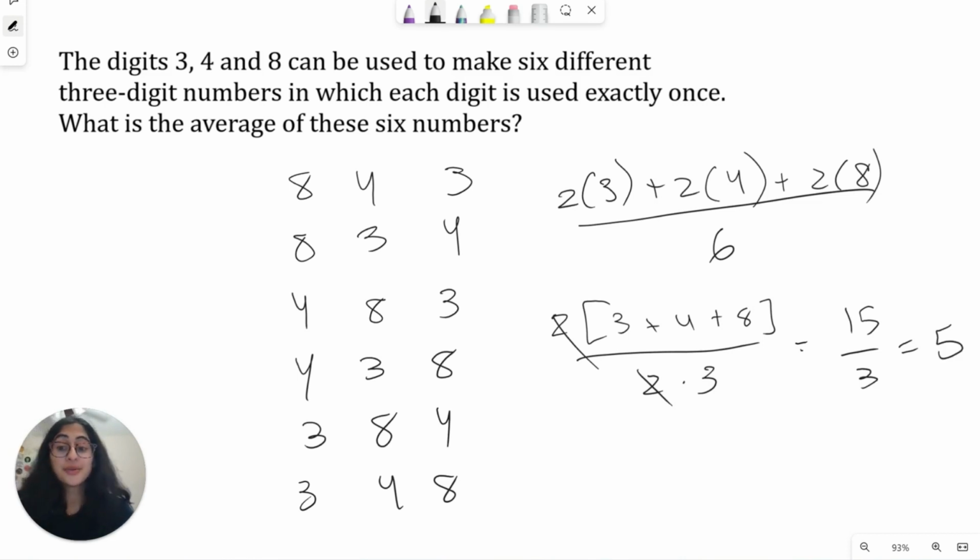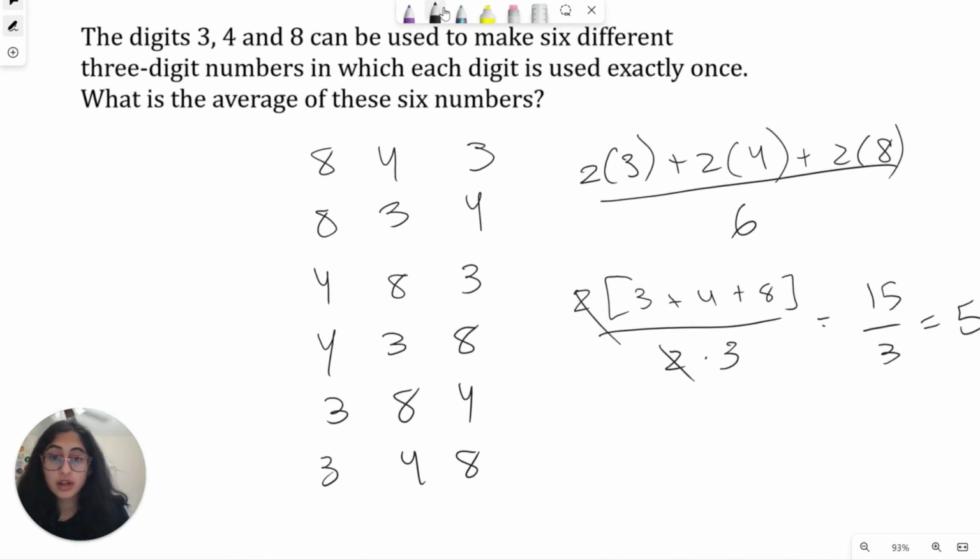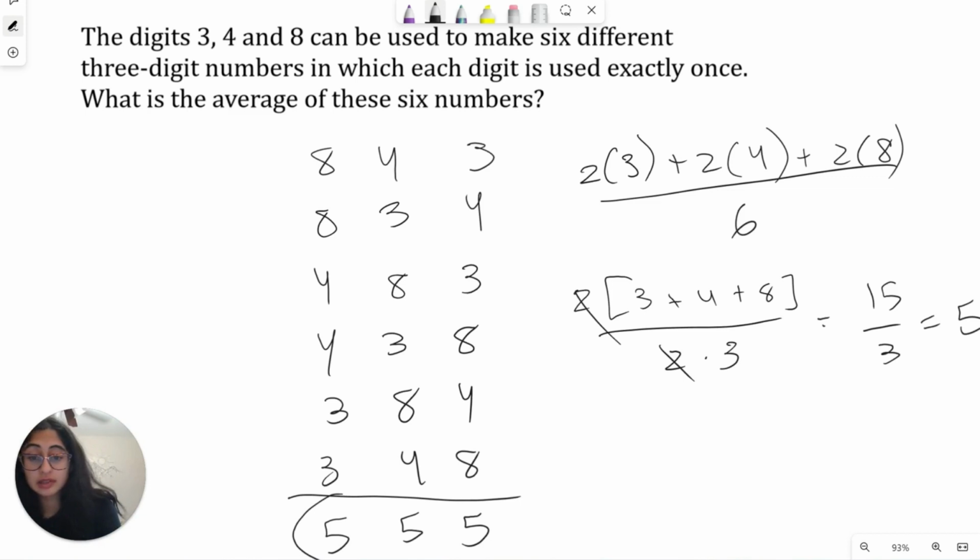Well, this is really nice because if we know the average of the ones place is going to be 5, we can just write over here, the average is 5. And then the same thing here, the average is 5. I mean, it's actually 50 because we have all these tens, but if I just write it in the tens place, that's actually 50, right? And then 5 here as well, because all of these have the same combinations of numbers. So this right here is the average of those 6 numbers.